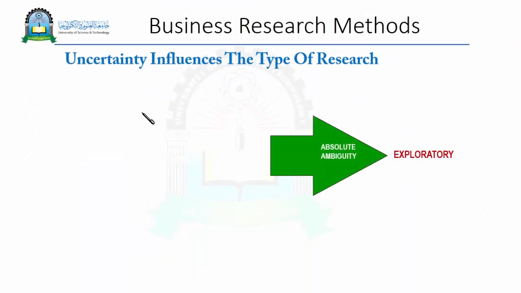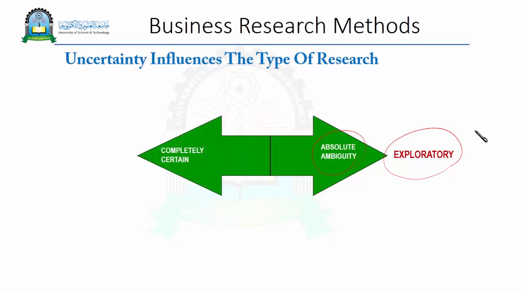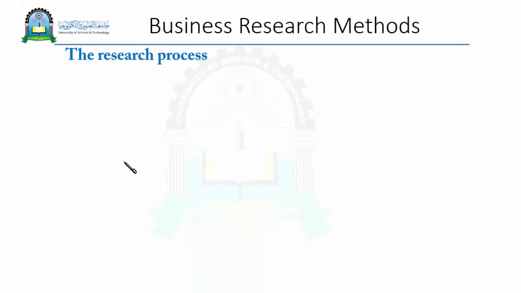So uncertainty influences the type of research, of course, and this is what I have just explained. If the situation is ambiguous, I will go for the exploratory research. That means I'm going to do research in order to find out whether there is a problem or not, and to what extent this problem exists. If I am completely certain, I am going to do different types of research, which is causal or descriptive.